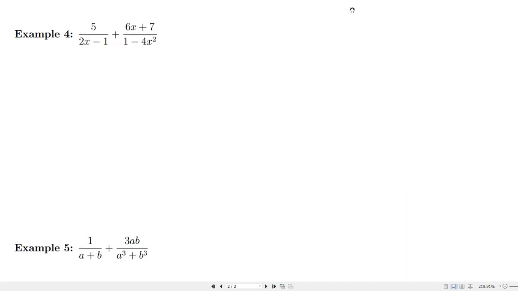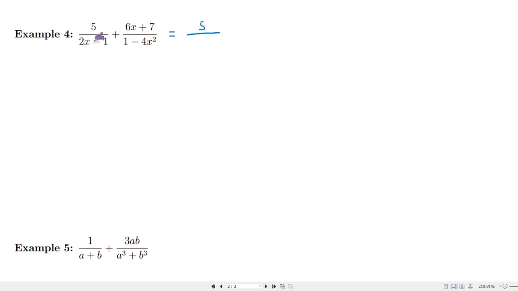So let's look at our next example. We have 5 over 2x minus 1, and then we want to add 6x plus 7 over 1 minus 4x squared. So we don't have common denominators, so we can't just immediately do this addition. So let's factor as much as we can.